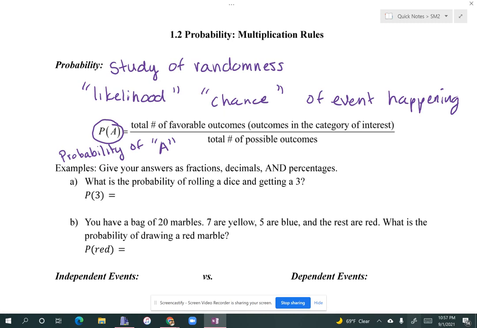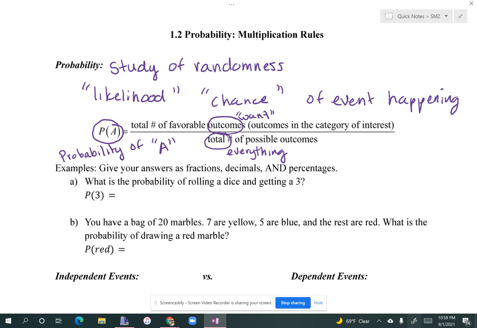And so the way that we find probability, it says, is the total number of favorable outcomes or outcomes in the category of interest. I like to think of that as what you want, okay? The things that you want out of or over the total possible outcomes. So over everything. Okay, and it'll make more sense once we get to the examples here. But this is probability that you've done before. So even though it is a fraction, okay, it's not scary. It's something that we've done before.